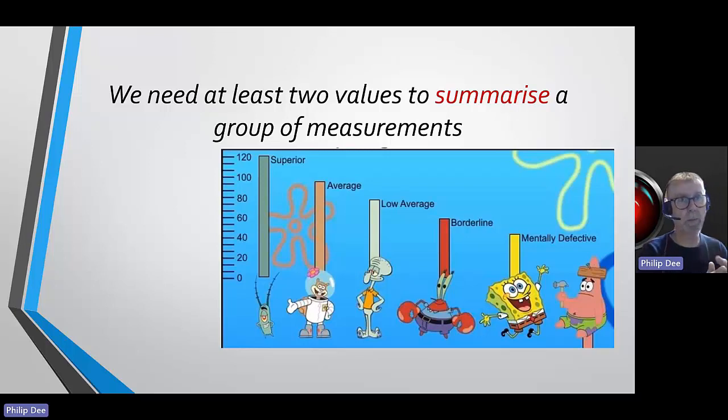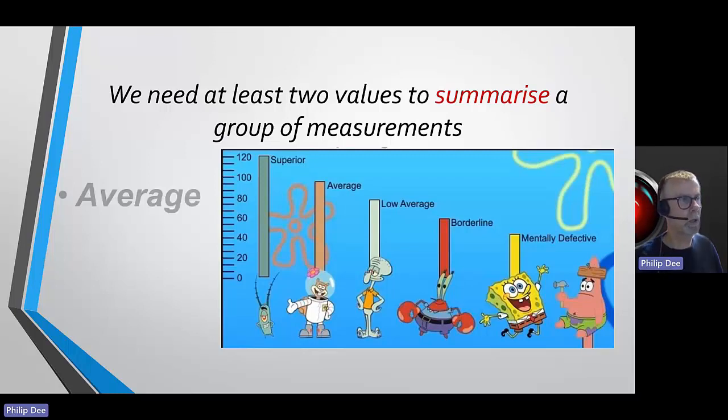And to summarize our measurements, we need two values, two summary values, in order to say, this is what my data generally is showing. Of course, you've got your raw data, but you're not going to show that in a research paper, and the papers aren't going to share that with you either.